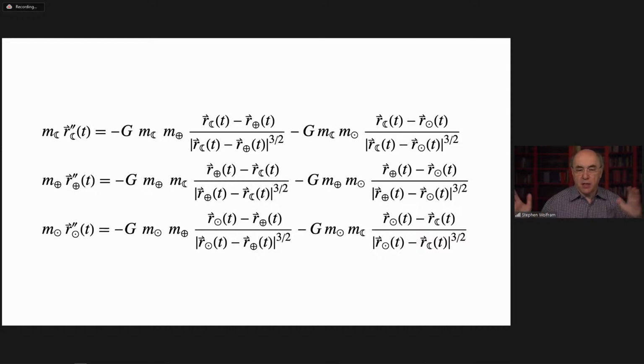So this is basically stating Newton's laws. The mass times acceleration is equal to force. The force is the gravitational force, and the left-hand side, m r double dot, is the mass times acceleration. And we have 3 equations, one for each of the bodies, describing the acceleration associated with each body, and 2 terms in the force corresponding to the gravitational pull from each of the other bodies on that body.